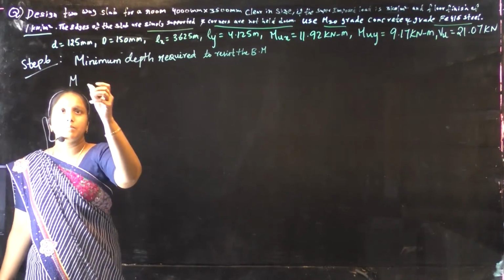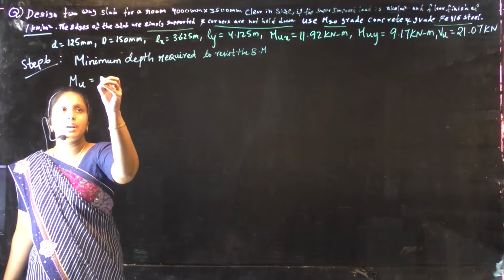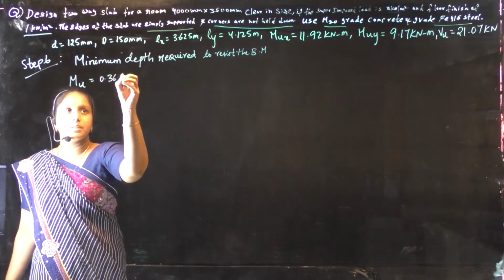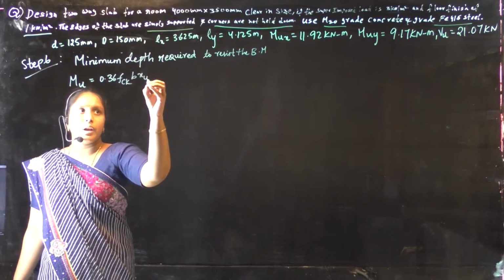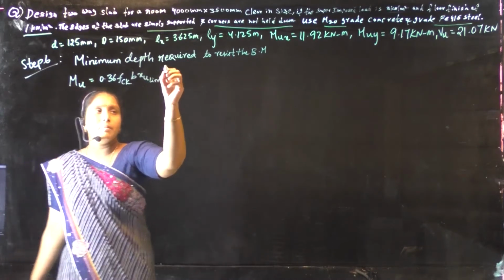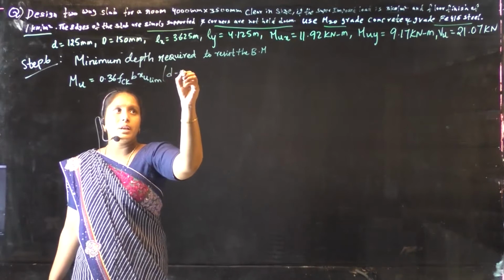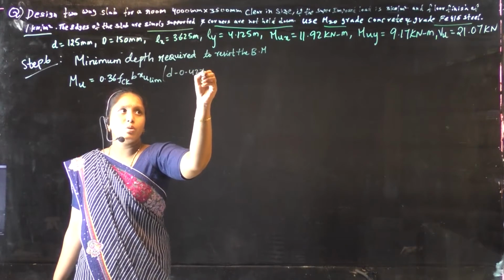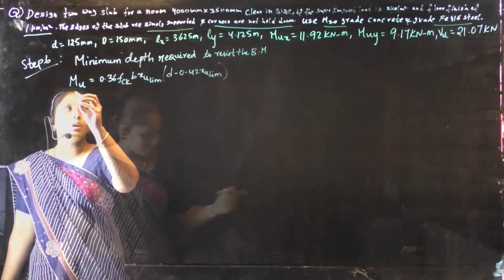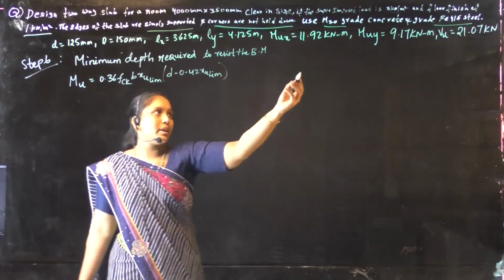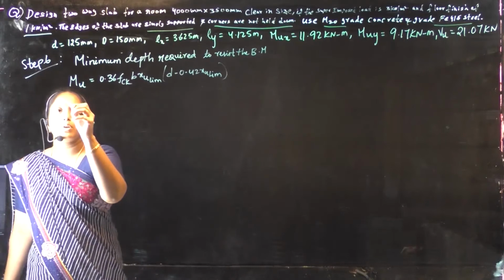We will take the maximum bending moment. Mu is equal to 0.36 fck b xu limit into d minus 0.42 xu limit. So Mu, what is the maximum bending moment here? It is 11.92 kilonewton meter.